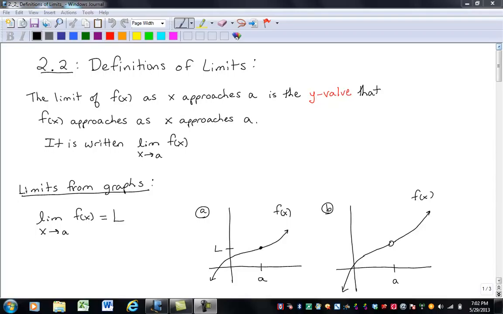And if you look, you can see the notation we use for this is the limit as x approaches a of f of x. That notation means where does it look like the y value will be on the function, on the graph, when x gets close to the value a. And so here's some pictures that show you how to observe a limit on a graph.